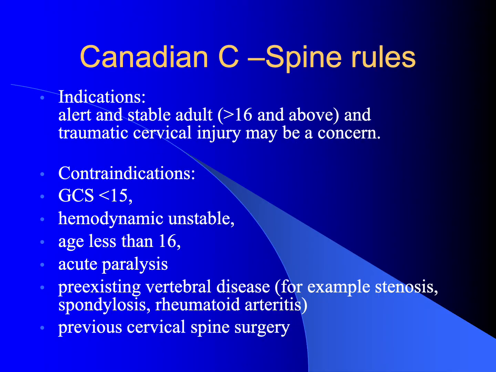The Canadian C-spine rule is one of the screening decision tools that we use in the emergency department to determine whether radiography is needed to safely rule out cervical spine injury among trauma patients. It is applicable for alert and stable adults who are 16 and above, where traumatic cervical injury may be a concern. However, it is not applicable for the following patients: trauma patients with GCS less than 15, hemodynamically unstable, age less than 16, presenting with acute paralysis, and those with pre-existing vertebral disease or previous cervical spine surgery.